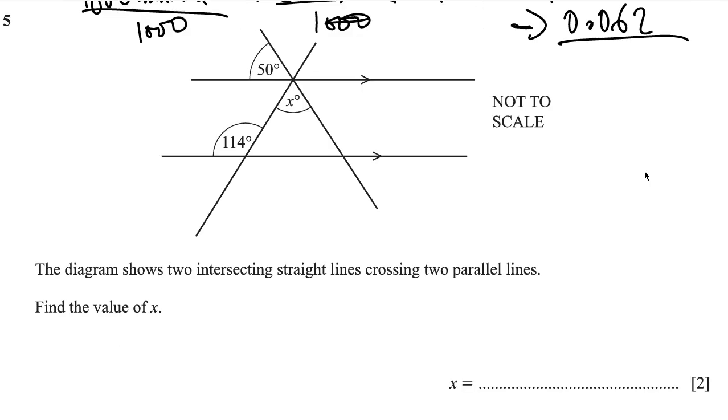Fifth question says the diagram shows two intersecting straight lines crossing two parallel lines. Find the value of x. You have to master the properties of these angles in parallel lines. One of them is vertically opposite angles: if here is x, here is also going to be x. There is no big deal about this, because look carefully.